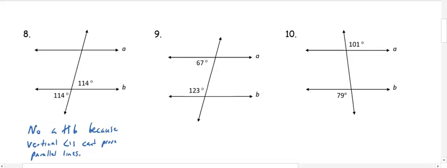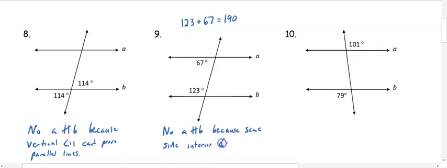In number 9, we have 123 and 67. So when we add those angles together, we get 190 degrees, which means they are not supplementary, so these lines could not be parallel. So no, A is not parallel to B because same side interior angles are not supplementary.